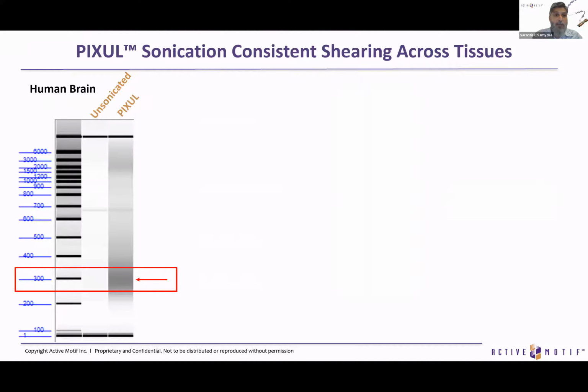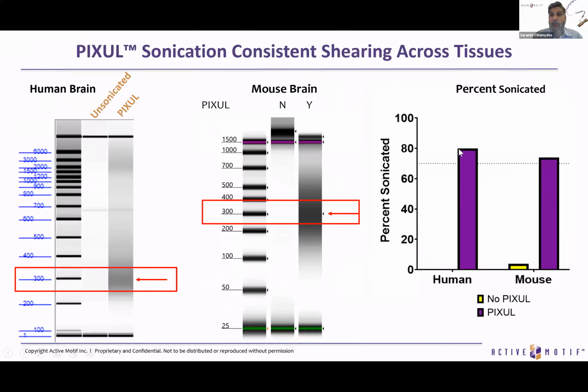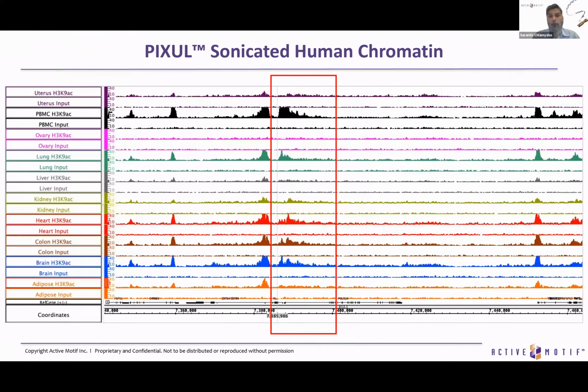Here's an example of how the sonication looks. Here's an example from human brain. You can appreciate that we get a high enrichment around 300 base pairs. The same is valid also for mouse brain. And most of the chromatin, both mouse and human, is sonicated with high efficiency. Of course, that alone doesn't say much.